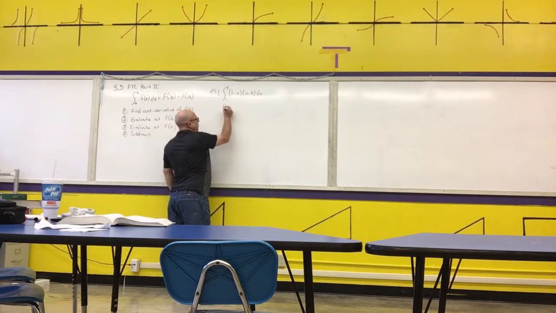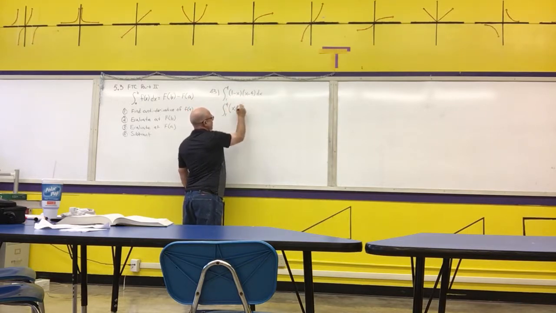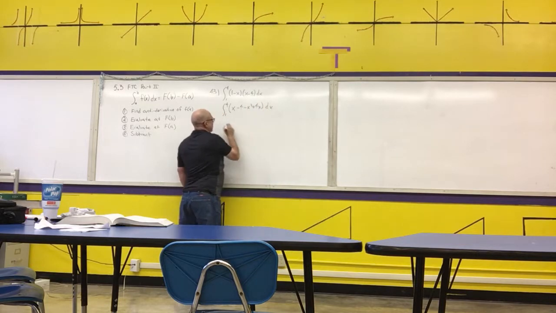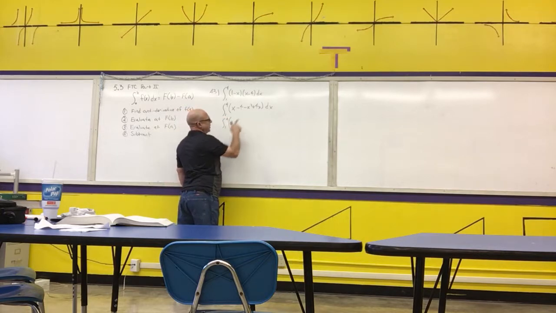So it's the integral from 1 to 4. 1 times x is x. 1 times negative 4 is negative 4. Negative x times x is negative x squared. Negative 4 times negative x is plus 4x. I'm going to simplify this, 1 to 4. I'm going to put it in standard form, so I have negative x squared plus 5x minus 4.